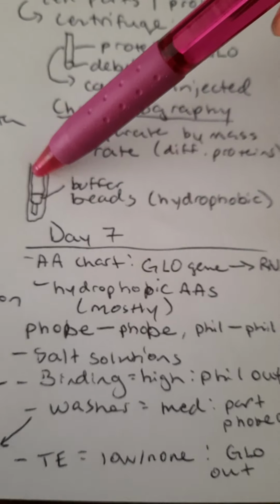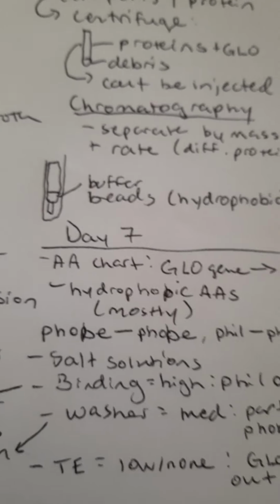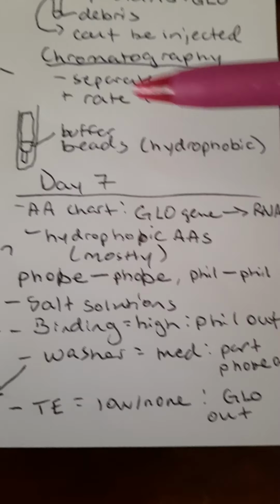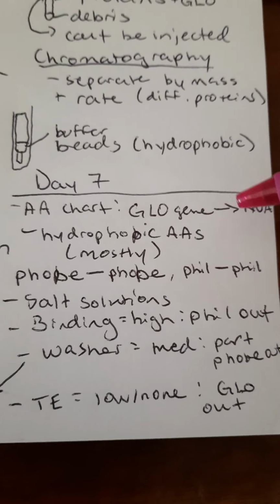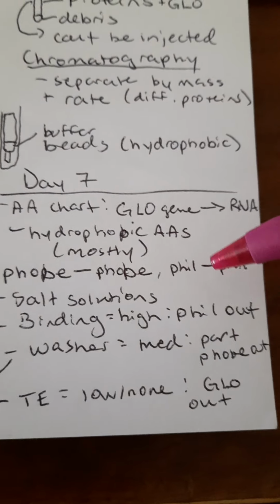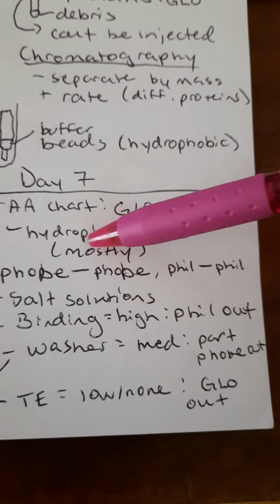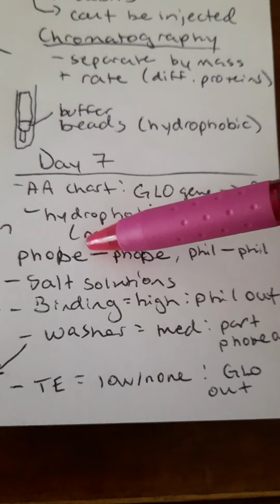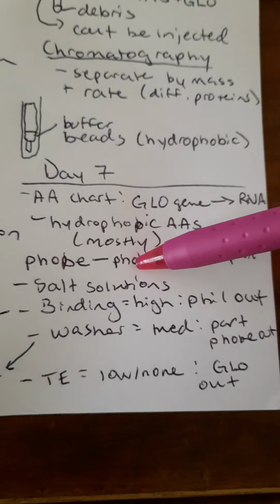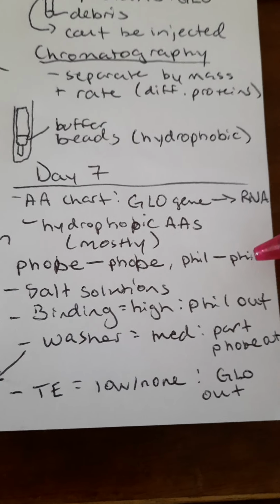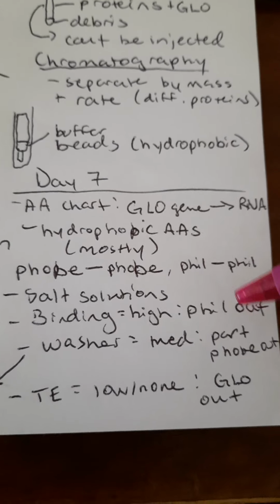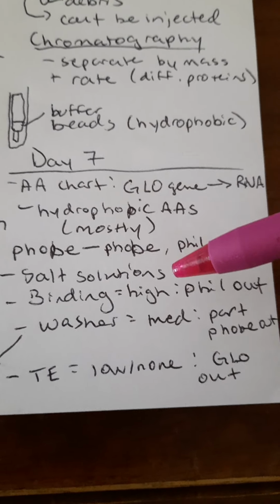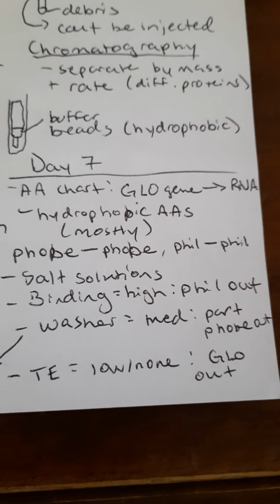Okay, so that's the chromatography. That's like a diagram we had to draw, and then day 7 was actually the separation. So on the AA chart, for the glow gene, we took the RNA, and then we looked up the amino acids. Most of them were hydrophobic. So remember, hydrophobic things bind to hydrophobic things, and hydrophilic things bind to hydrophilic things. These don't like each other. It's like a magnet. They'll push away.